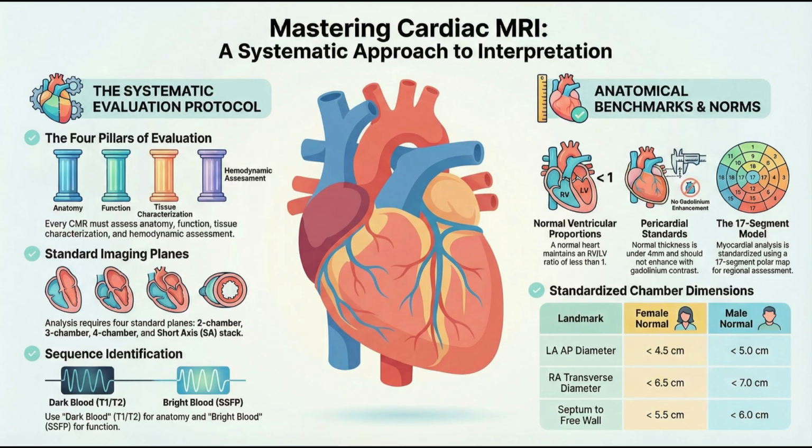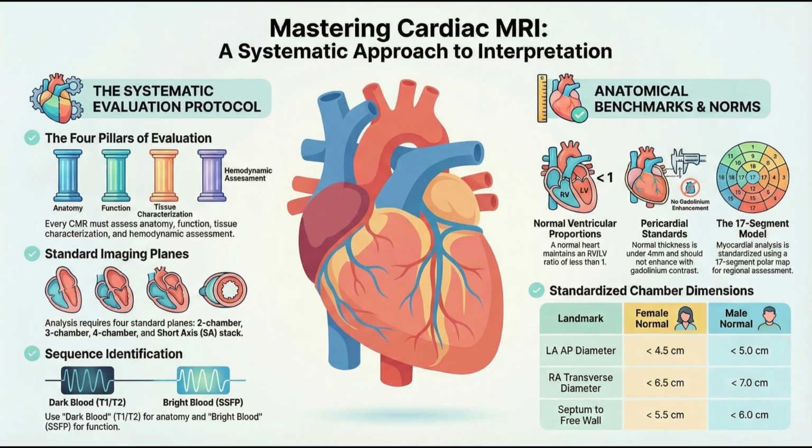Okay, so let's recap where we are. We've covered anatomy using dark blood, we've covered function using bright blood SSFP, and we have our geometry set. The last piece of this systematic approach is communication. How do we tell the cardiologist where the problem is?